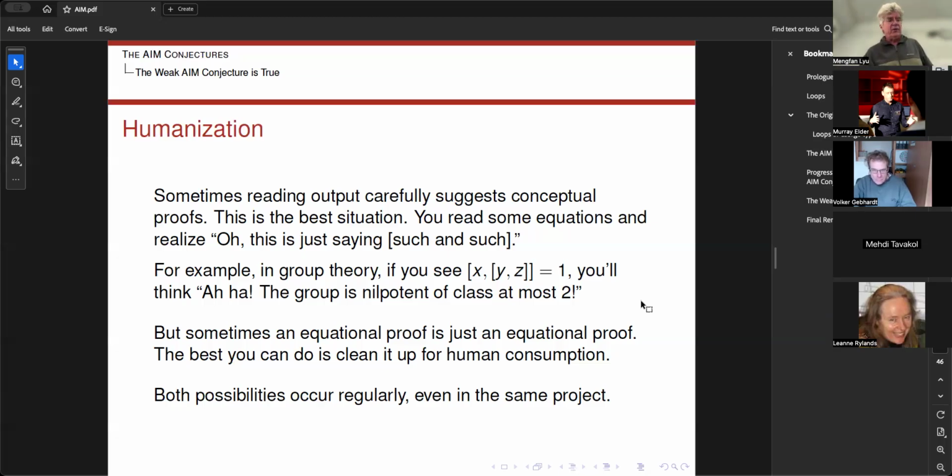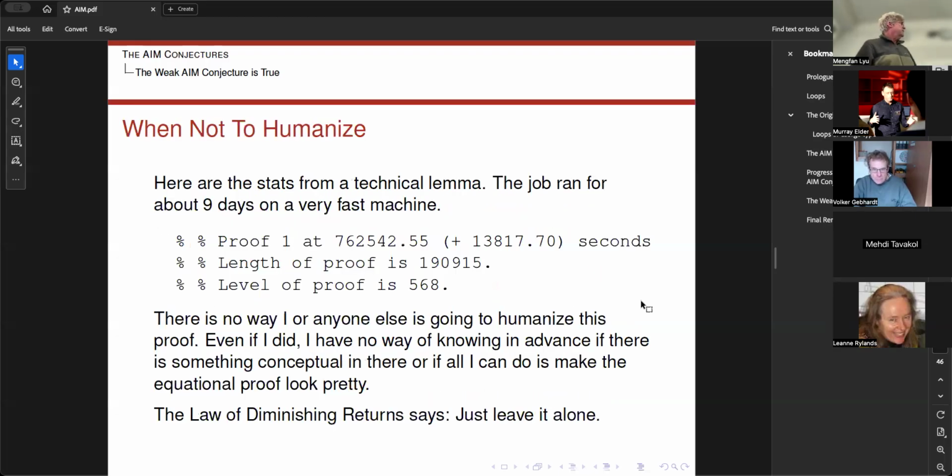And in many projects that I've worked on, both of these things occur. Sometimes I have a conceptual argument for this thing that I initially used Prover9 to prove. Or this is just equational manipulation, and I'll just make it look nice. There's nothing else I can do here. Let me show you why we're not going to the effort of humanizing this proof.